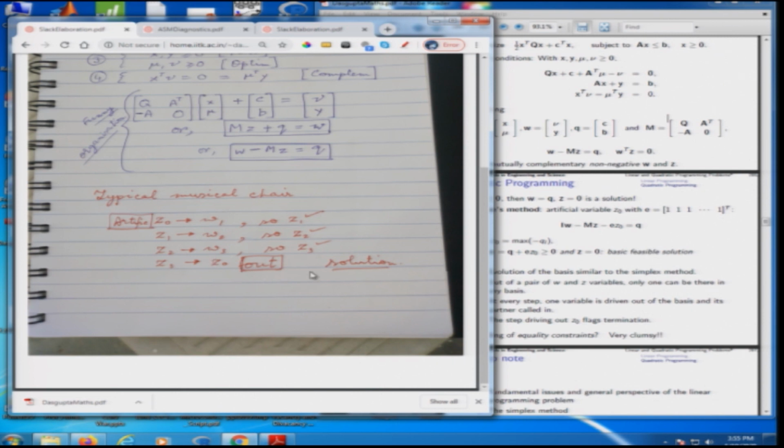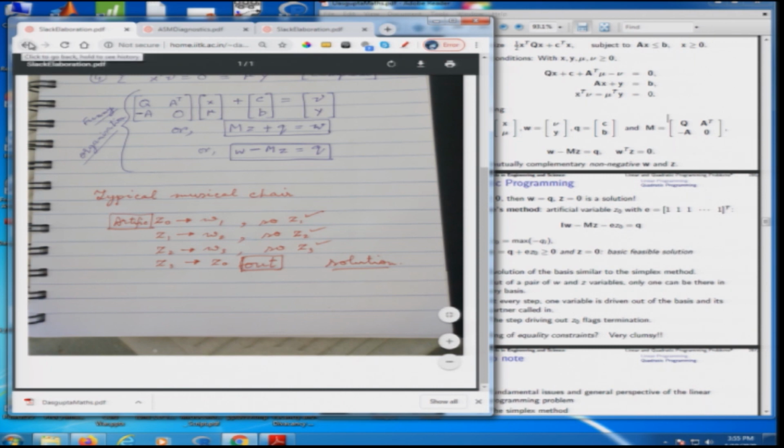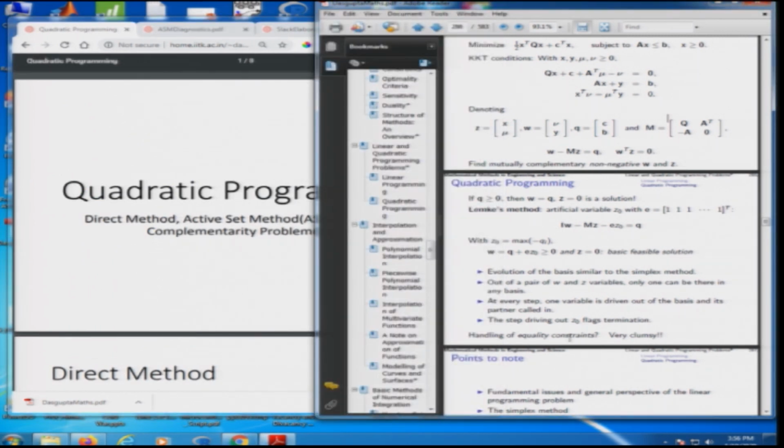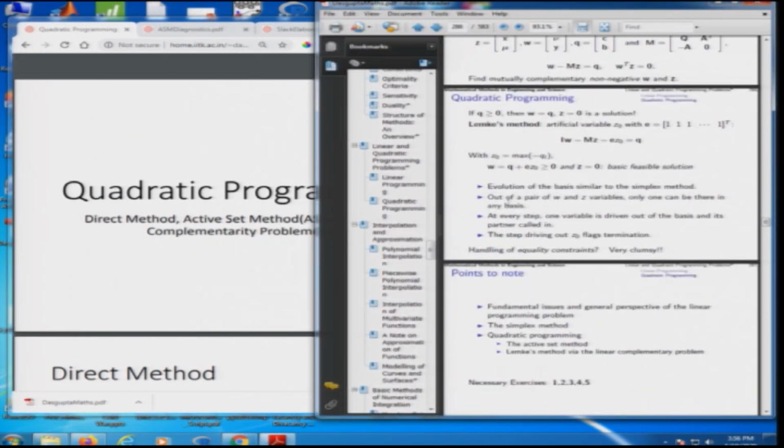Okay. So, with this, let us see a very simple example, which will cover all the three cases. And by the time this loads, I make another note here. These are the steps that I have already elaborated. Out of a pair of w and z variables, only one can be there in any basis. At every step, one variable is driven out of the basis and its partner called in. The step driving out z 0 flags termination.